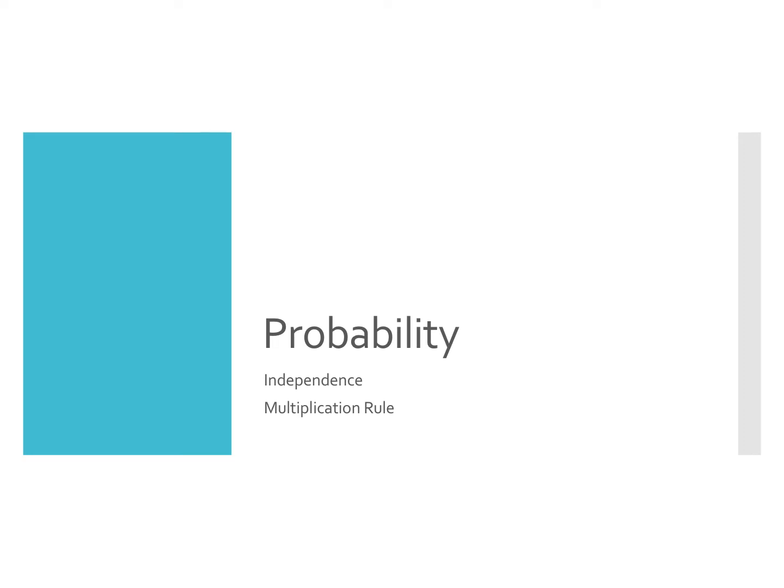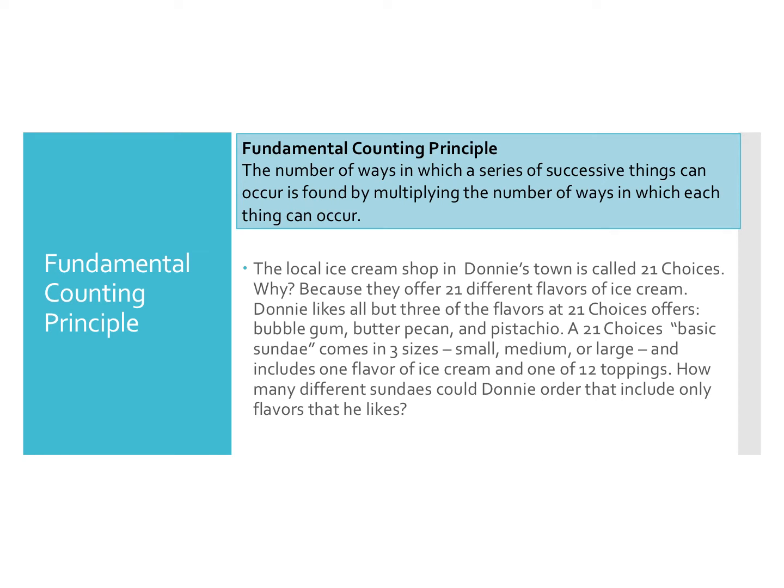Today we will look at more probability problems. The first thing we'll discuss is the fundamental counting principle. This is the number of ways in which a series of successive things can occur, and we find these by multiplying the number of ways in which each thing can occur. So let's look at an example.